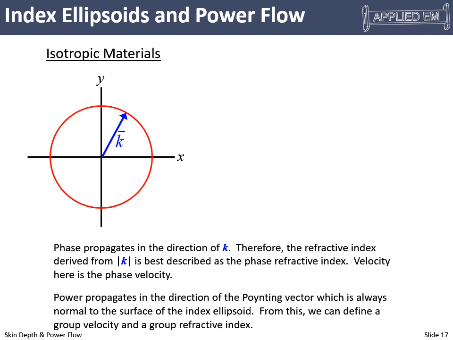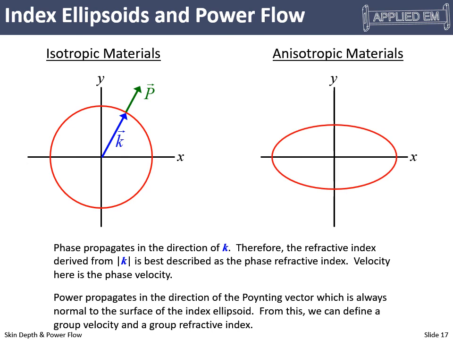Now, it turns out power flow is defined differently. Power flows actually in a direction that is perpendicular to the tangent of that point on the surface. Now, since we have a circle, the direction of power flow is parallel to the direction of K, only because this is a circle. And because we always seem to analyze things as circles because it's simpler, we get programmed into thinking that phase and power are always in the same direction, and that is not necessarily true.